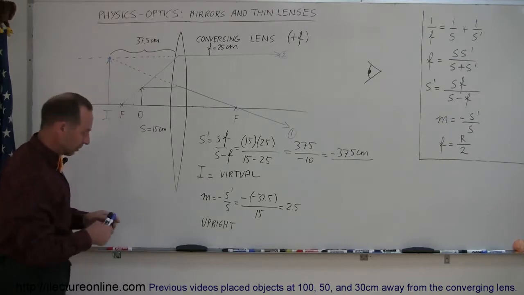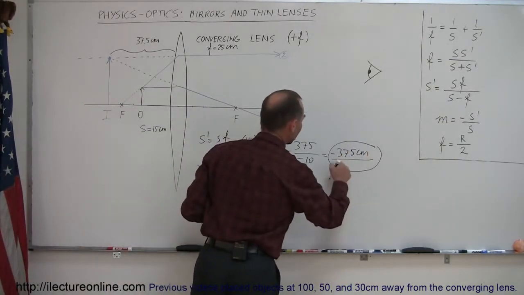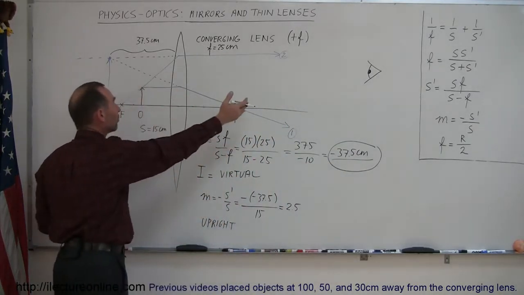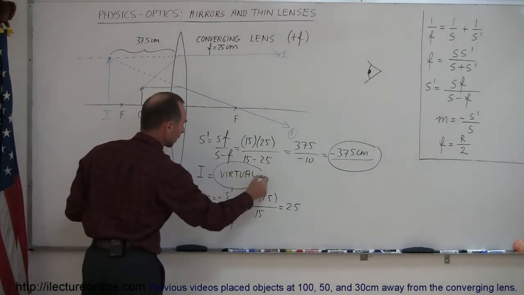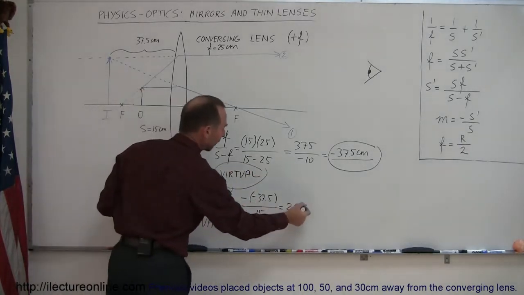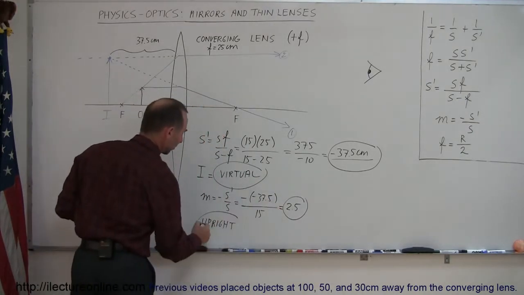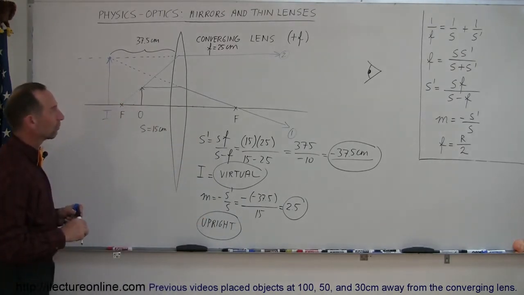All right, so again, summarizing, the distance to the image was 37.5 centimeters. The negative indicates that it's on the other side of the lens from the observer, meaning on the same side of the lens as the object, which makes it a virtual image. The magnification, 2.5 times the size of the original object, and since the magnification was positive, we can say that the image was upright. And that's how we work with converging lenses.